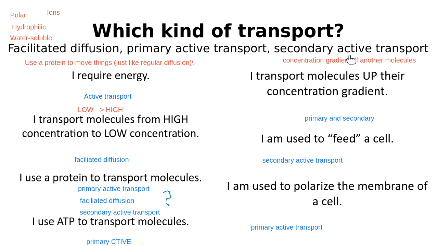The only way it's possible for me to do active transport is with a protein that makes it happen. Somebody's got to harness that energy that makes it active transport. Otherwise, I can't do it. So anytime we're talking about active transport, gotta have a protein. When I'm talking about facilitated diffusion, gotta have a protein. When I'm talking about regular diffusion, does it or does it not use a protein?